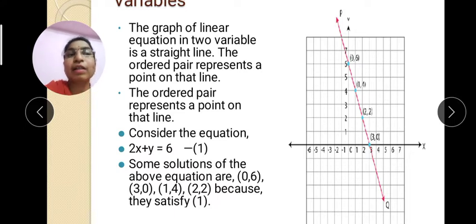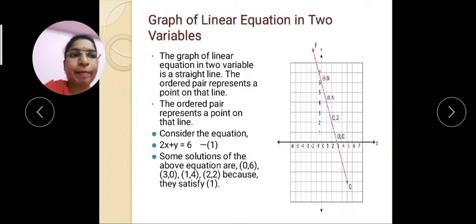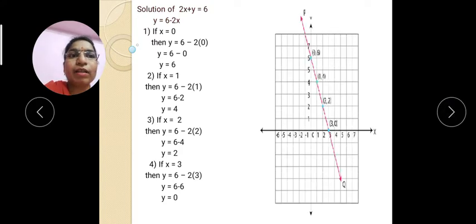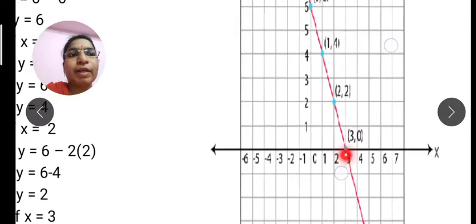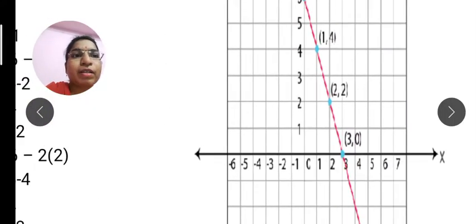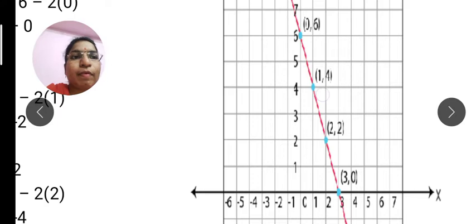Sometimes a question asks whether this is a linear equation or not. How to find out? By the graphical method. Simply find 4 coordinates and plot them on the graph. If a straight line comes, meaning the line passes through the 4 points, then only it is a linear equation, else not. Okay, see here also I plotted the same points: (0, 6), (1, 4), (2, 2) and (3, 0).